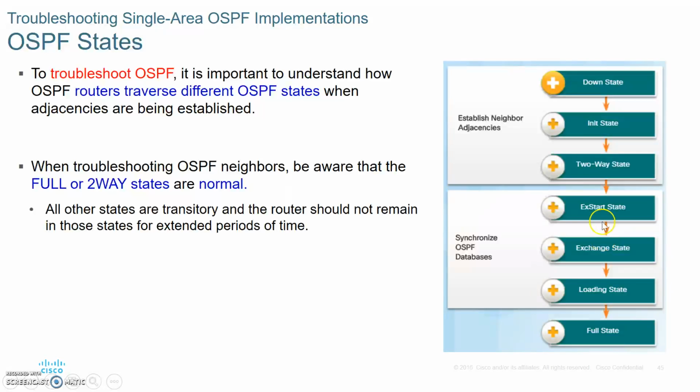They do not form full neighbors, but they are still aware of each other's presence. So if you go in and check your routers and they are not in these two states, two-way or full, for a prolonged period of time, that means there's difficulty in them trying to form neighbors. All states are transitory, so routers should not remain in any state except two-way or full for an extended period of time.